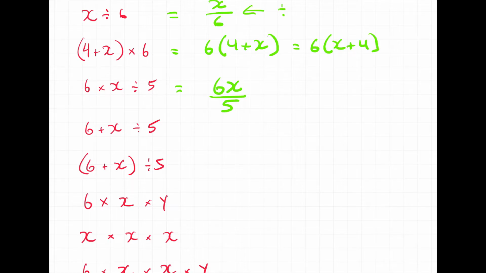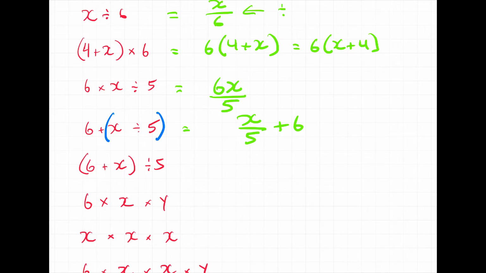Okay, now the one below it has addition and division. So which one comes first? Remember, it's going to be the division. So really what we're sort of doing is we're going to do that first. So how do we do that? It's going to be x divided by 5. And then what do we need to do? We need to add the 6.